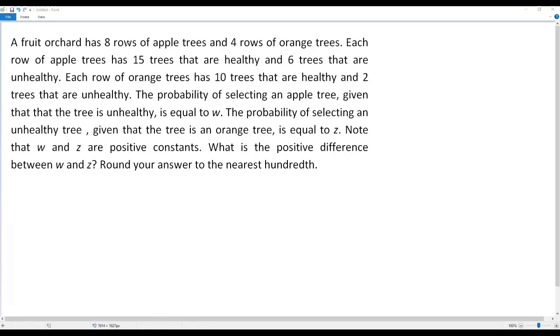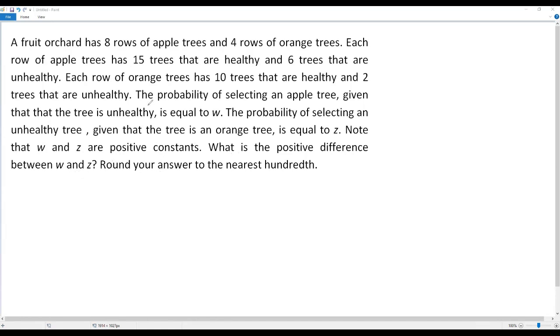A fruit orchard has 8 rows of apple trees and 4 rows of orange trees. Each row of apple trees has 15 trees that are healthy and 6 trees that are unhealthy. Each row of orange trees has 10 trees that are healthy and 2 trees that are unhealthy. The probability of selecting an apple tree given that the tree is unhealthy is equal to W. The probability of selecting an unhealthy tree given that the tree is an orange tree is equal to Z. Note that W and Z are positive constants. What is the positive difference between W and Z? Round your answer to the nearest hundredth.